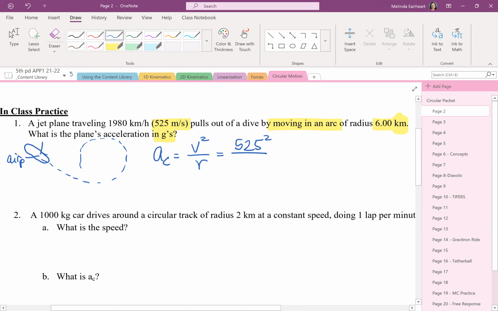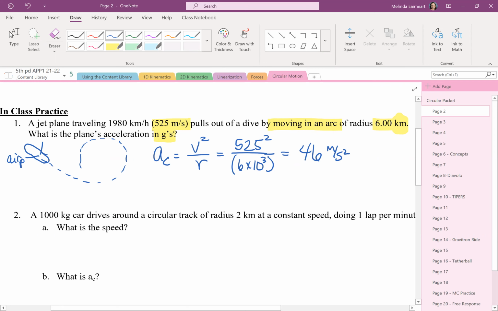Now 6 kilometers, you do need to know kilometers is how many meters? 1,000. So I'm going to say 6 times 10 to the 3, or you could literally just say 6,000. And hopefully you can grab a calculator. Oh, they may not be charged. Hold on. I unplugged them all over break. I'll go for my solar here. So 525 squared divided by 6,000. I get 46 meters per second squared.